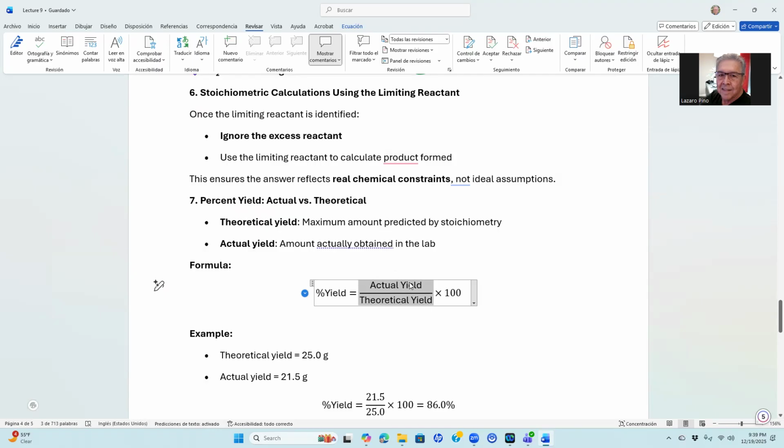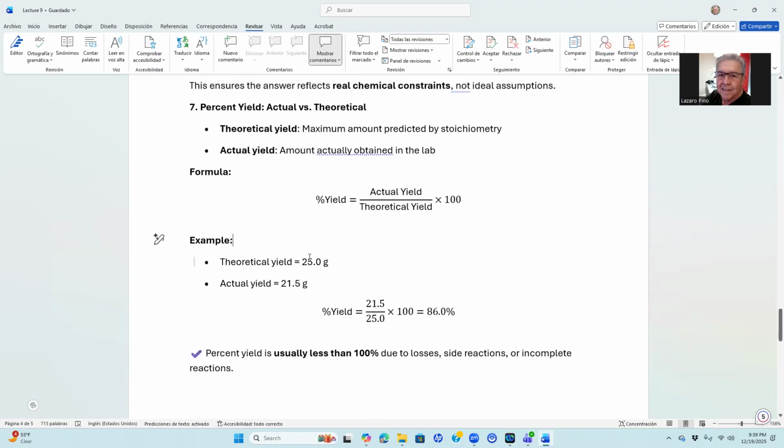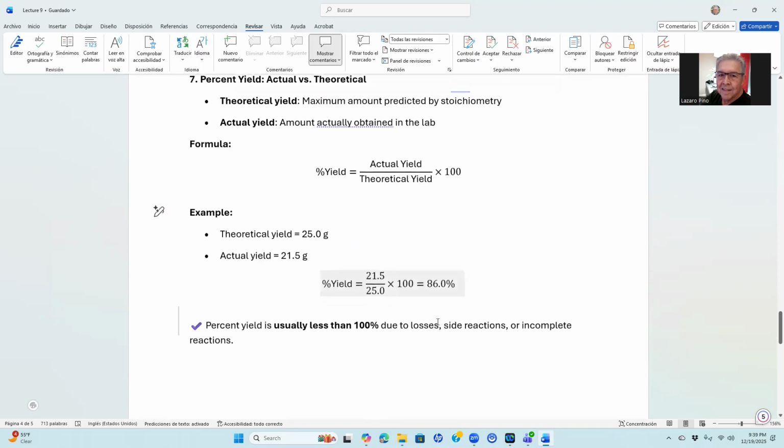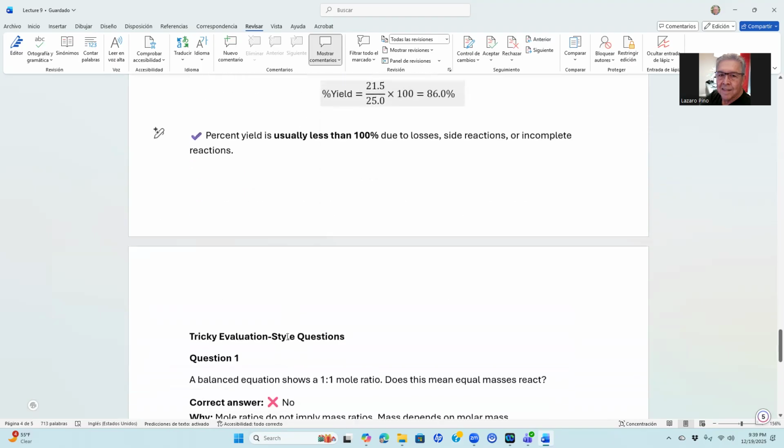Then you divide the actual yield by the theoretical yield and multiply by 100 and you get what we call percent yield. For example, here the theoretical yield is 25 and the actual yield, as you can see, is smaller, 21.5 grams. If you divide this by this and multiply by 100, you can say that the percent yield is 86%. Then the percent yield is usually less than 100 due to losses, side reactions, or incomplete reactions.